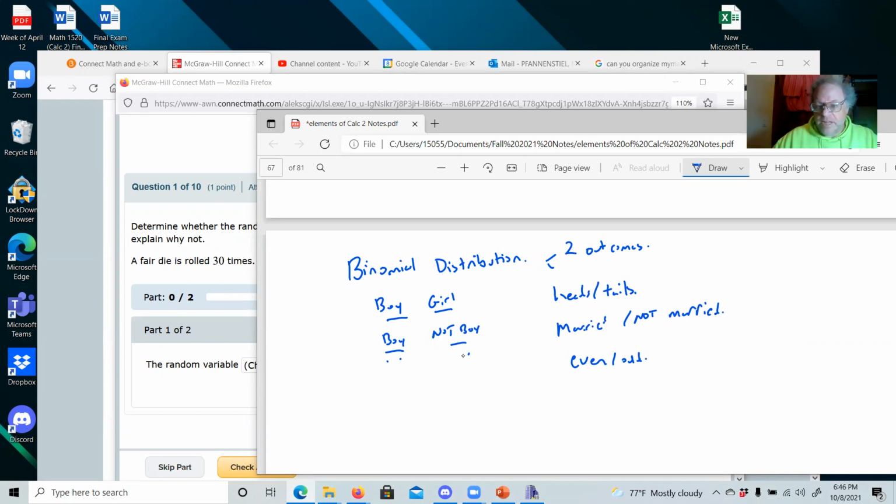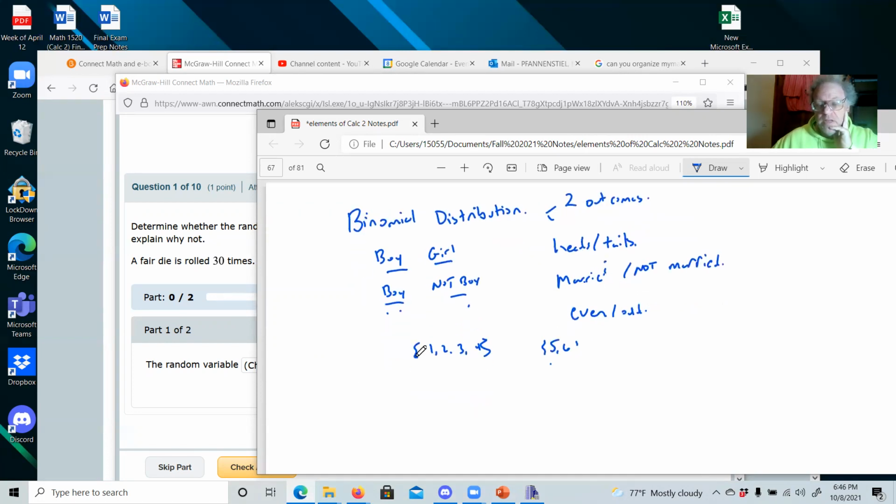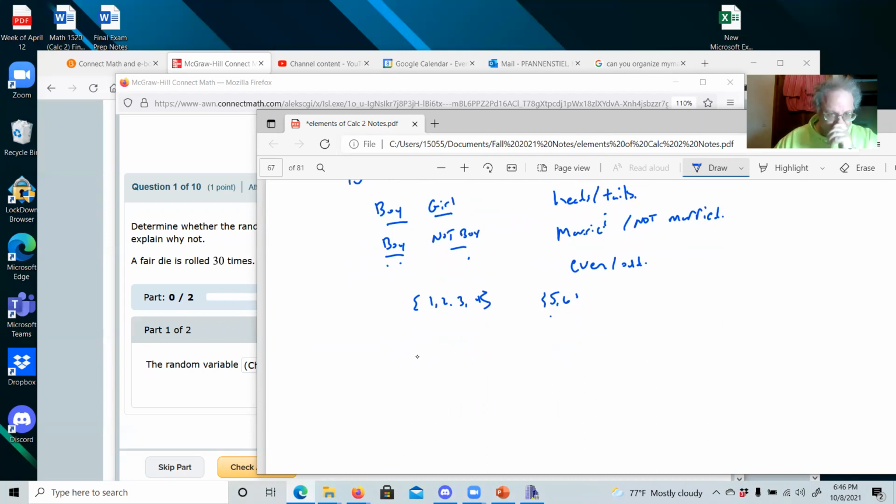And it could be things like, on a die, I could do 1, 2, 3, 4, and then 5, 6. So I have the category of things that are 1, 2, 3, 4, and then the category of 5, 6. So that's our two categories of things. They could be numbers, they don't have to be numbers. The next thing we're going to talk about is, we have two outcomes, and we have a set number of trials.